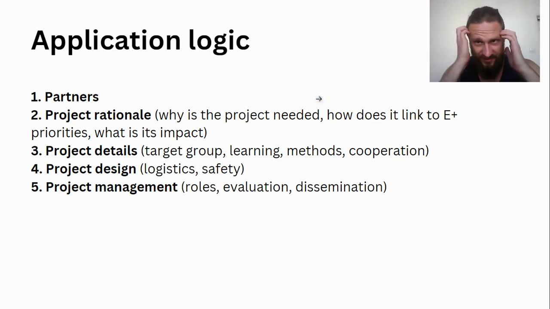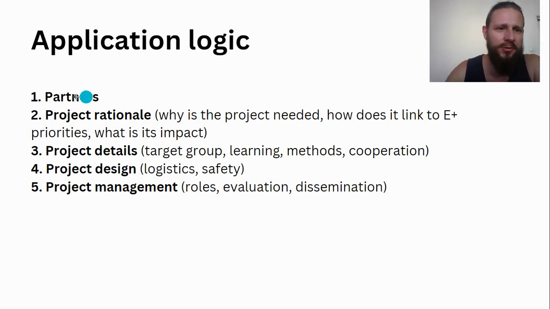Now the application itself is quite big, and there are a few basic areas. This is a simplified explanation, but hopefully it will help. In the first part you need to describe every partner who is involved in the project. Most of the partners already have a description of their organization, so it's very often just copy-pasting and some adjusting to the specifics of the project. Then this is a big part, project rationale. Basically, why is the project needed? How does it link to Erasmus Plus priorities? What is going to be the impact of the project? The impact on the participants, on the partner organizations, and beyond. What is going to be the impact on the world, basically?